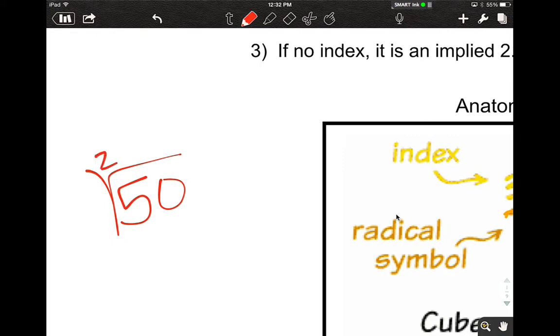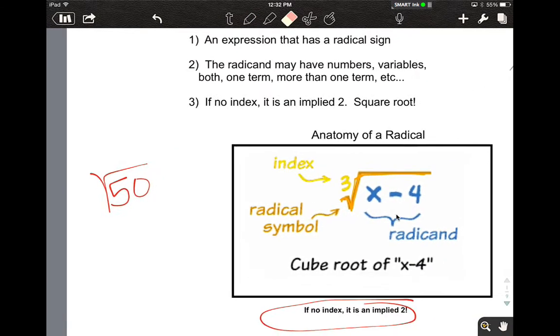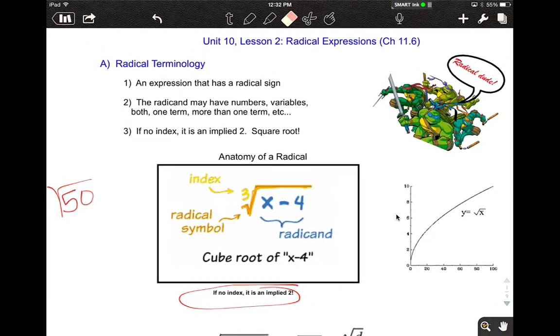So we don't write the 2 to say this is the square root of 50. That's what this is. This is the square root of 50. We don't have to write the 2 because the square root is the most common, I think. Probably why they do it.